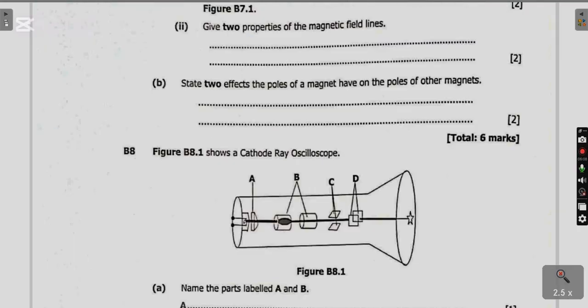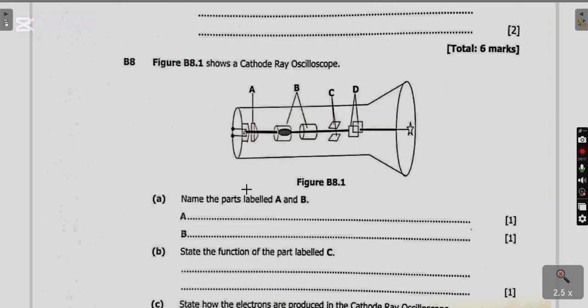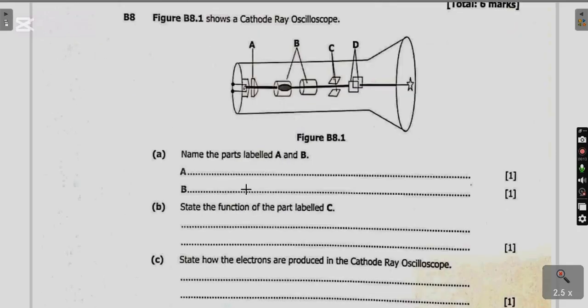We can move to the next question. Okay, so the next question was B8, which was on the cathode ray oscilloscope, an interesting question. Name the parts labeled A and B. So first of all, what is the cathode ray oscilloscope? It has the name cathode and ray here, and then it has the word oscilloscope here. So it has to do with cathodes.